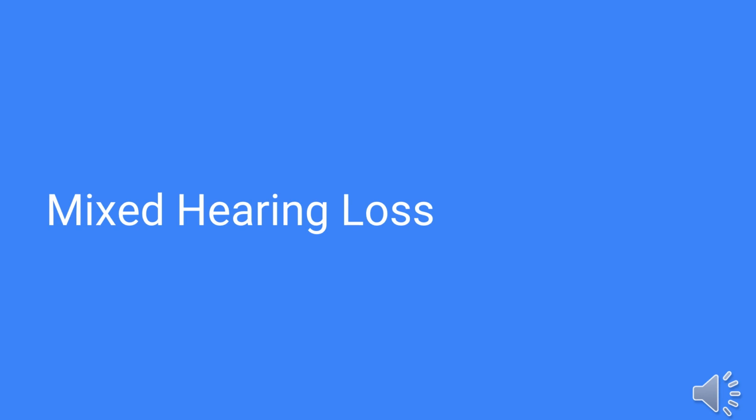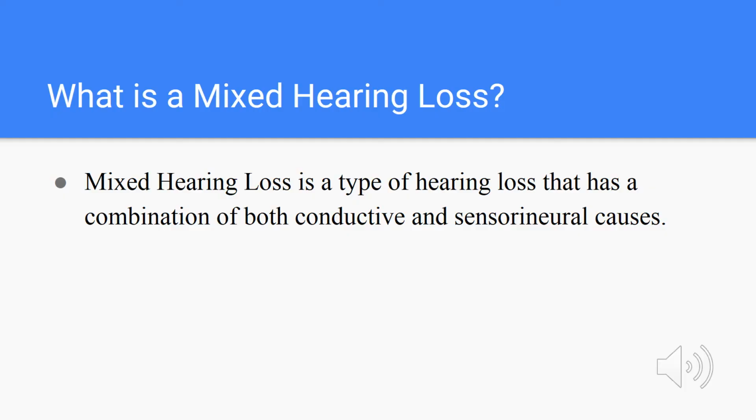The final type of hearing loss we're going to discuss is mixed hearing loss. Mixed hearing loss is a type of hearing loss that has both conductive and sensorineural causes. Mixed hearing loss is caused by a combination of conductive damage to the outer or middle ear and sensorineural damage to the inner ear and/or auditory nerve. The symptoms of a mixed hearing loss are reduced hearing in one or both ears.